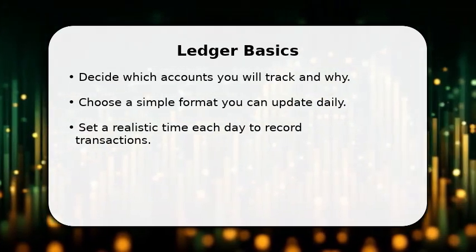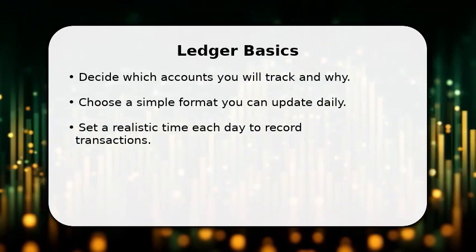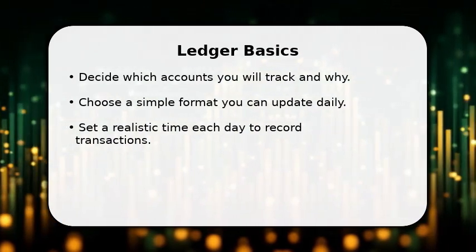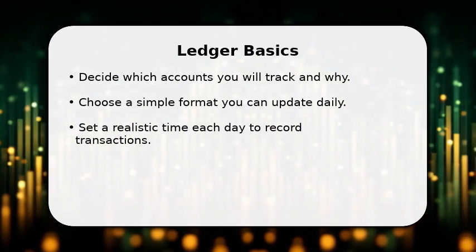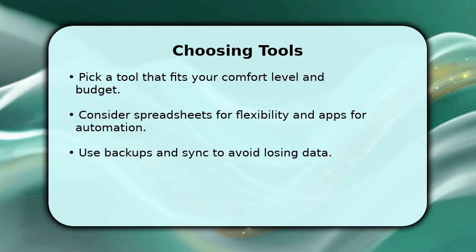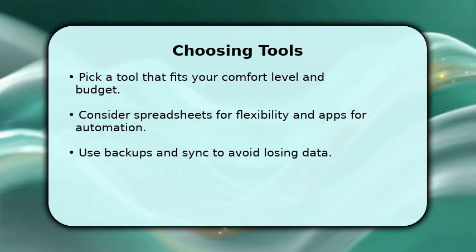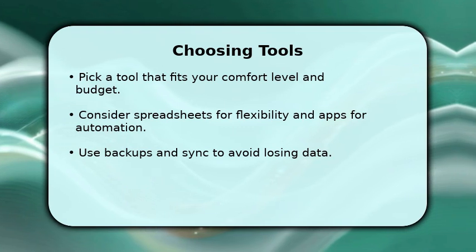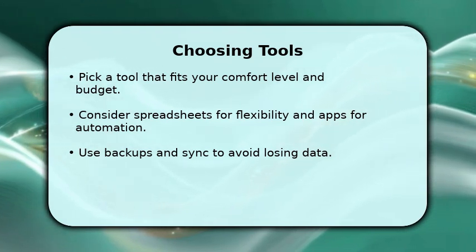Plan to record every transaction the day it happens. Review weekly to spot trends and adjust categories as needed to keep the ledger accurate and useful. Decide whether you want a paper ledger, a spreadsheet, or a budgeting app based on convenience and control. Set up templates or columns for frequent transactions.